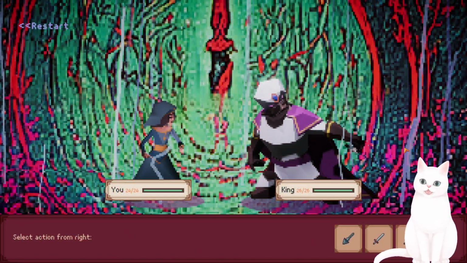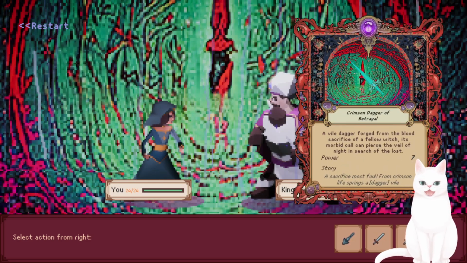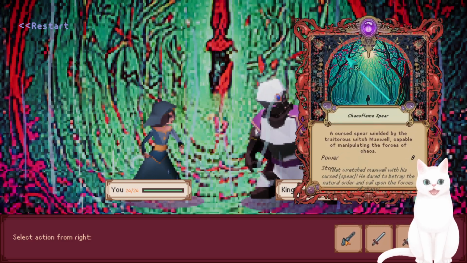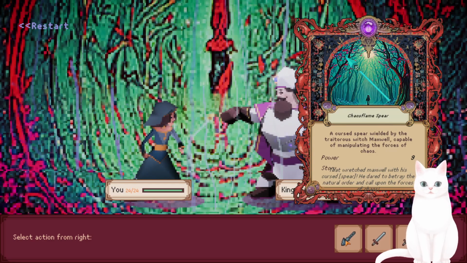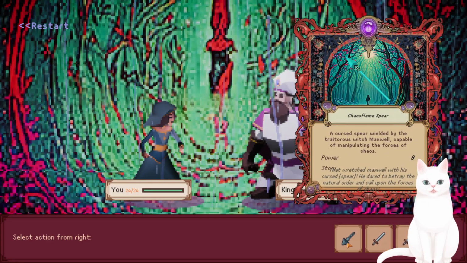So in the battle part, we can choose the weapon we collected from the story to fight him. I see here are some. Okay, the first one is the most powerful one. Cursed Spear wielded by the treacherous witch Maxwell. Let's use this one.